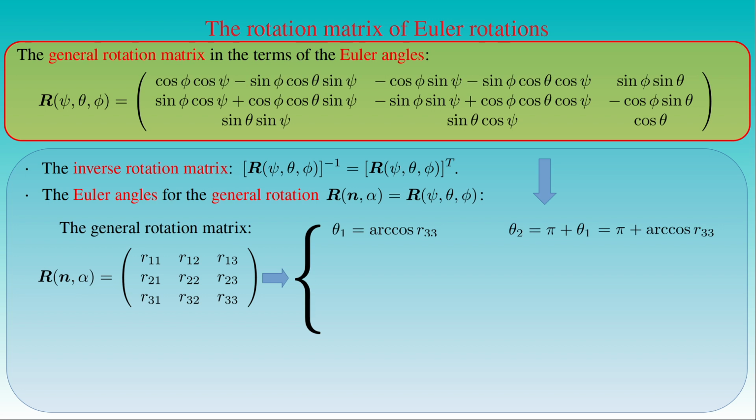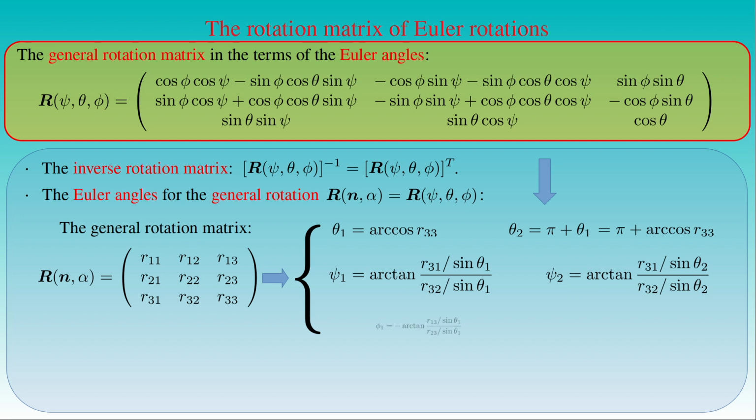After dividing the elements r sub 13 and r sub 23 by sine theta 1, we take their ratio and express the angle psi 1 as the arctangent of the ratio of r sub 13 divided by sine theta 1 to r sub 23 divided by sine theta 1. We have the same expression for psi 2, where the matrix elements are divided by sine theta 2. Similarly, we can divide the elements r sub 31 and r sub 32 by sine theta 1, and express the angle phi 1 as minus the arctangent of the ratio of r sub 31 divided by sine theta 1 to r sub 32 divided by sine theta 1. We have the same expression for phi 2, where the matrix elements are divided by sine theta 2.